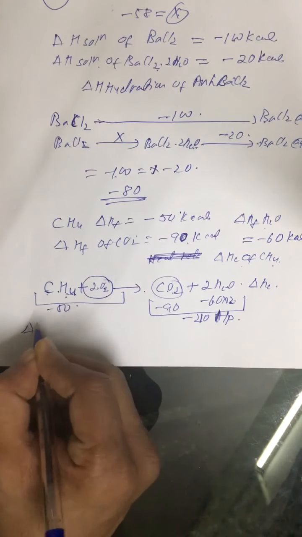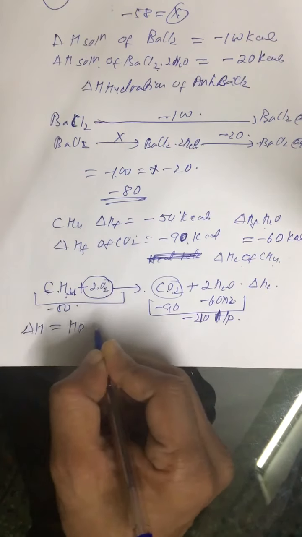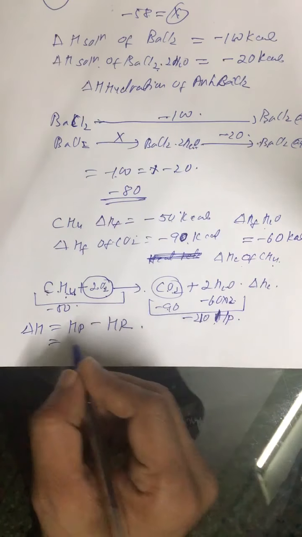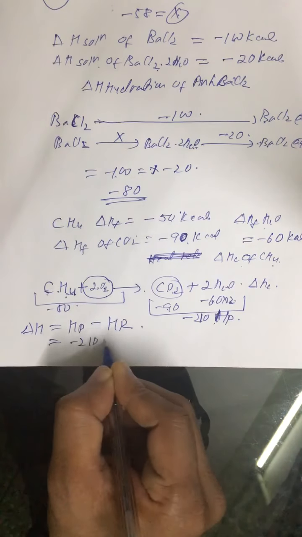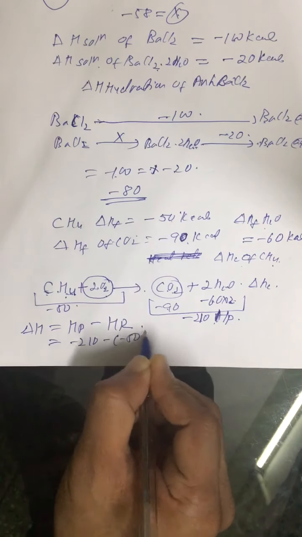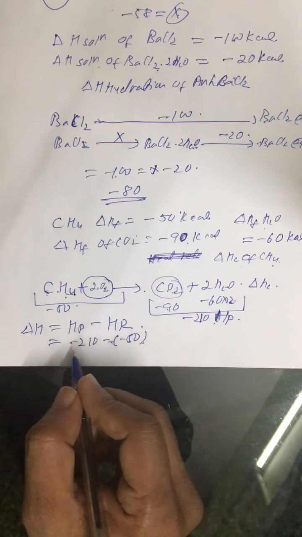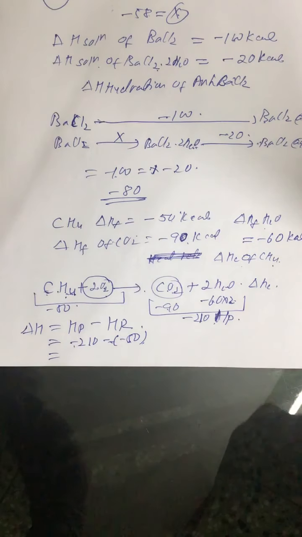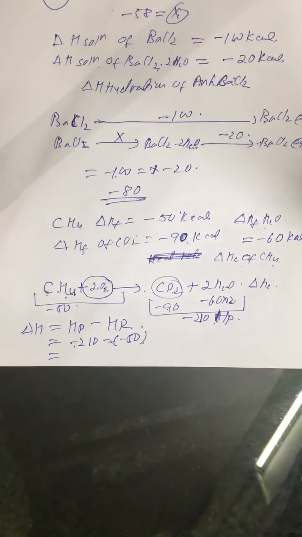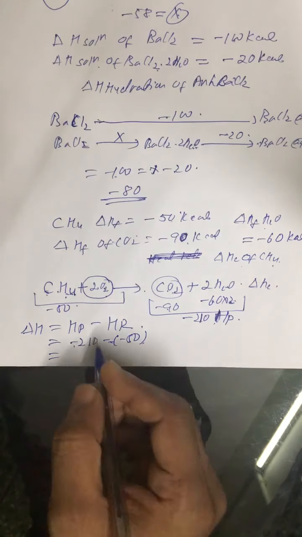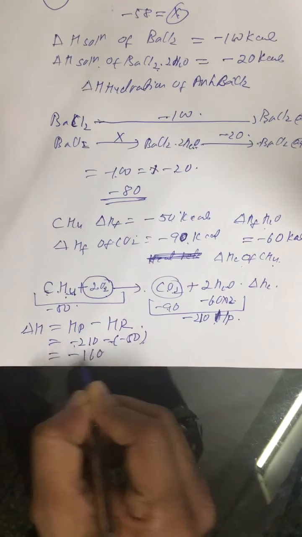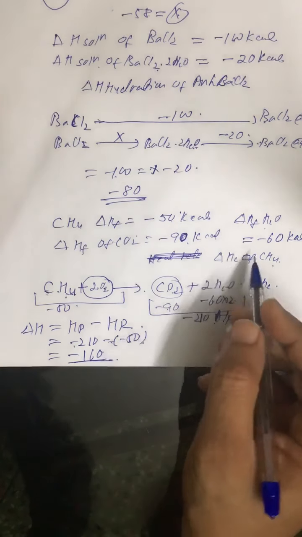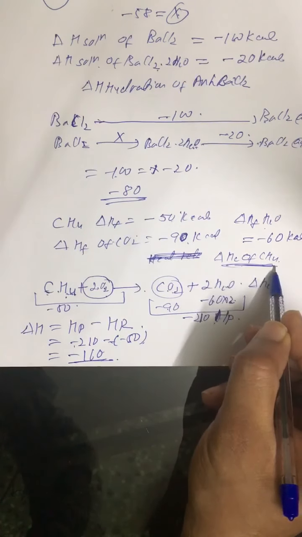So delta H is given by enthalpy of product minus enthalpy of reactant, that is equal to minus 210 minus of minus 50, that is plus 50. So the remaining value is minus 160, all right. So this is the enthalpy of combustion of methane.